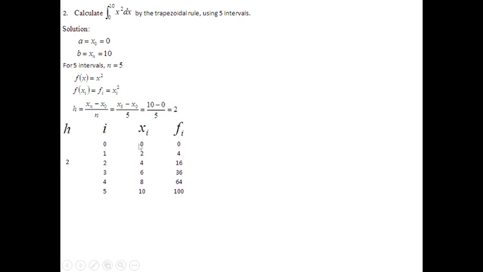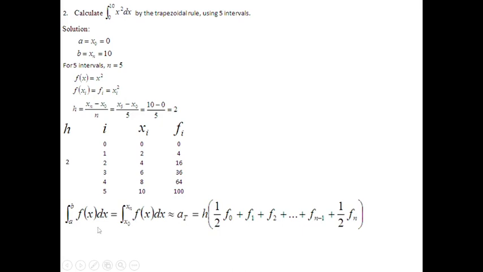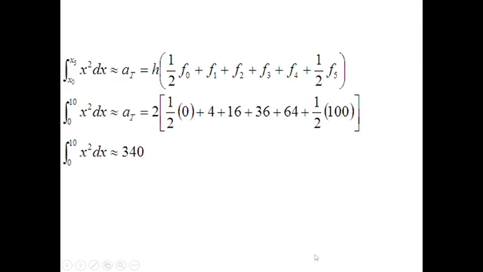So therefore, if h is 2, this will be the constructed table. So we start with 0 squared is 0, 2 squared is 4, 4 squared is 16, and so forth. And the integral using the trapezoidal rule, for n equals 5, we have the answer of 340.